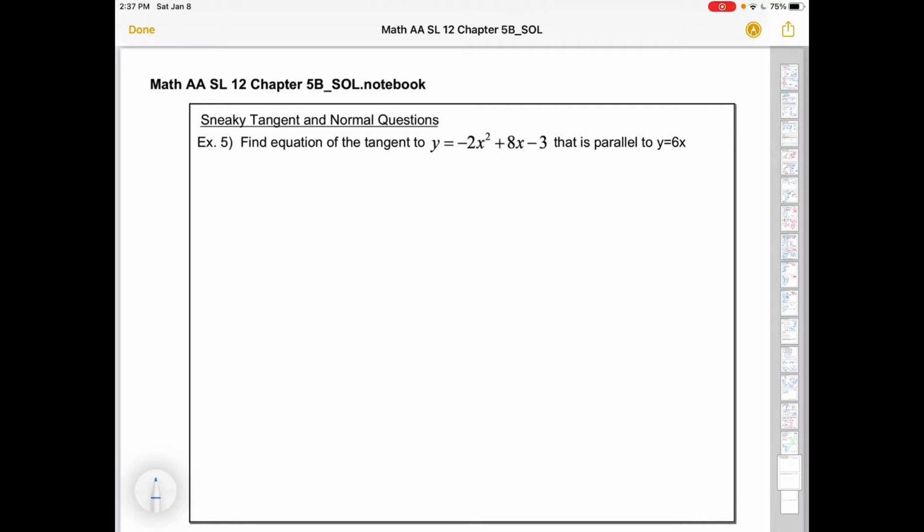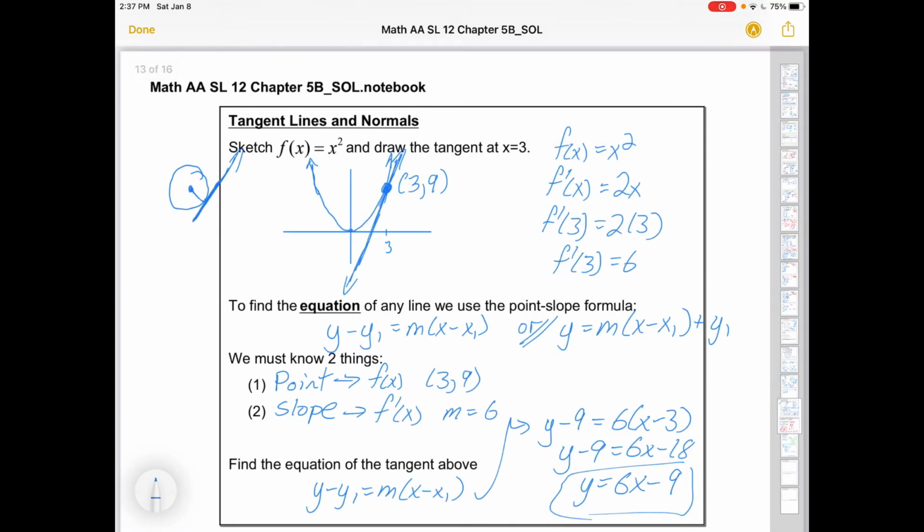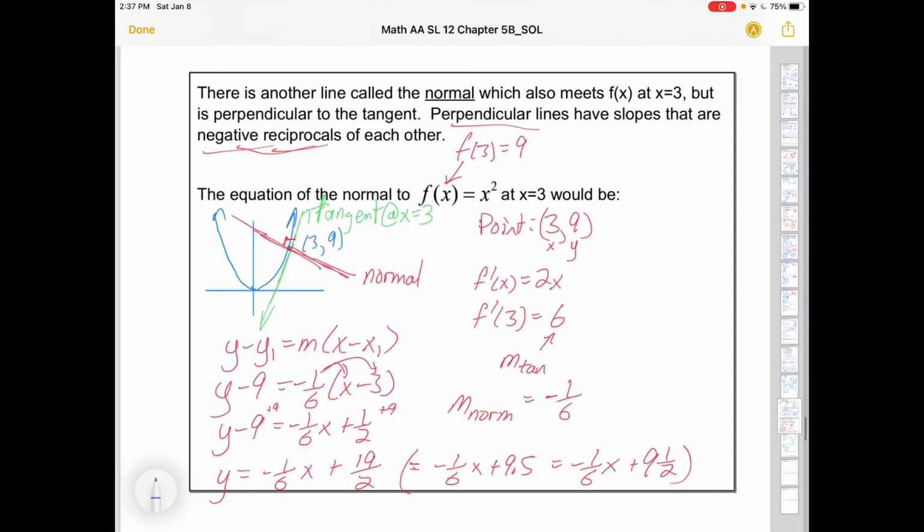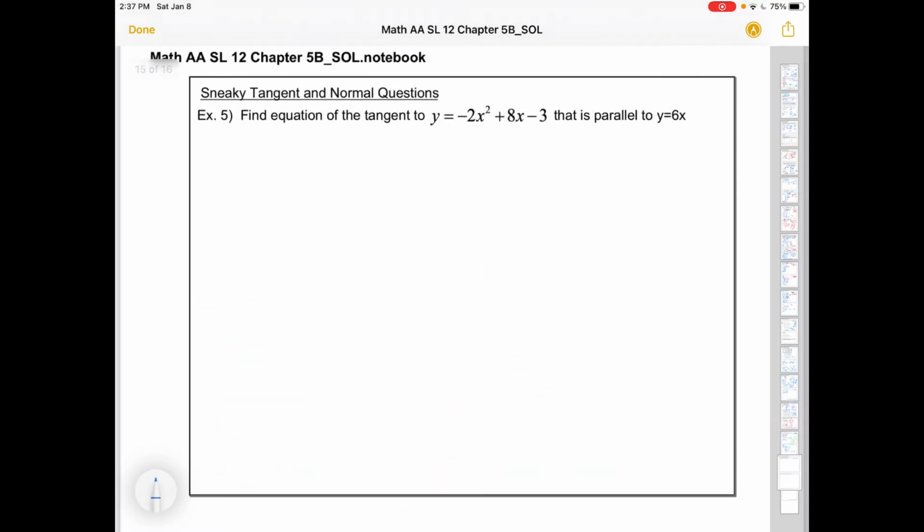So we already established yesterday that what we really need to answer tangent questions, or for equations of tangents, is a point and the slope. If we're doing normals, then we just take that slope and take its negative reciprocal. I'd encourage you to try these questions on your own, and then if you get stuck, look through the solutions.